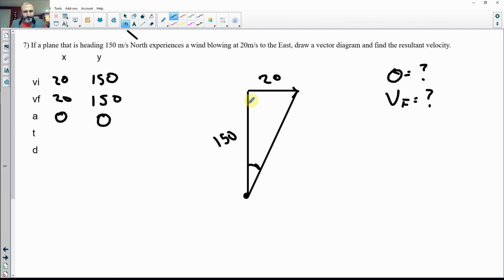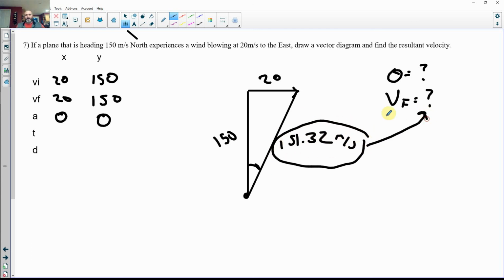So we got 2/3 of a right triangle. I'm going to do Pythagorean here. 150 squared plus 20 squared equals 22,900. And then we take the square root of 22,900. We should get 151.32 meters per second. So that is our final velocity, which is neither the x or the y, it's a combination of both.